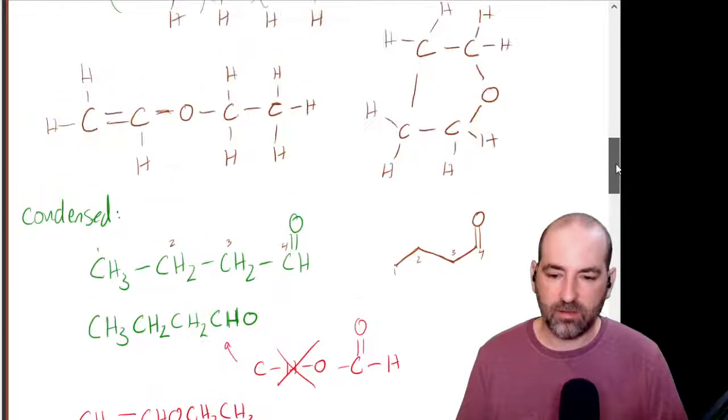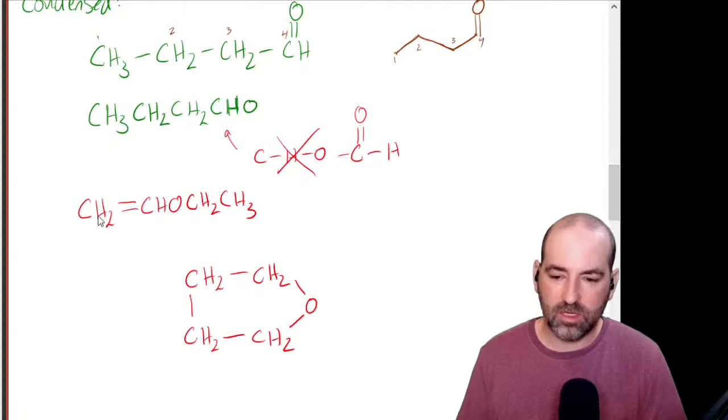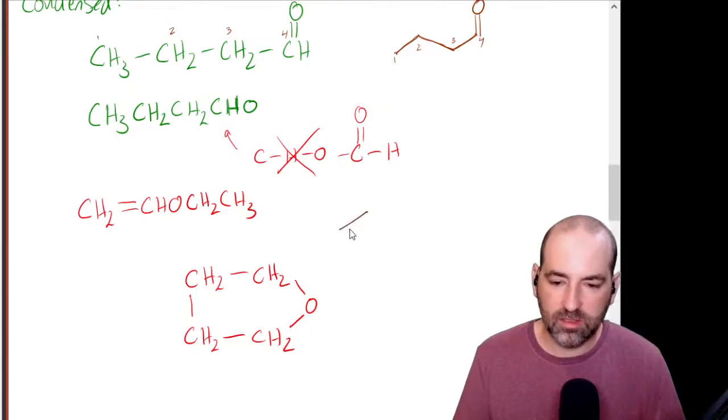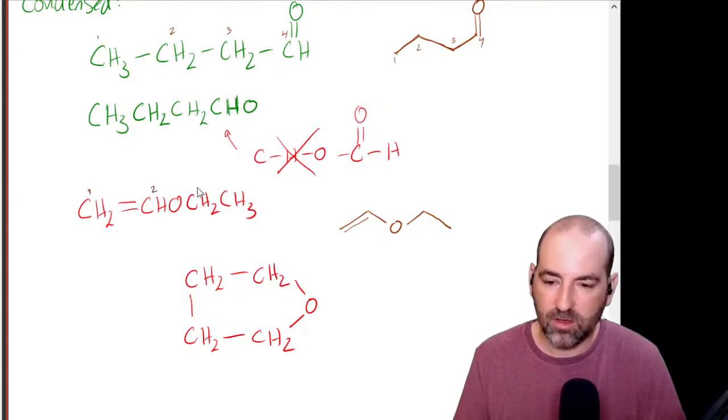For our next one here, CH2 double bond CHO CH2 CH3. We can do that also. So we can go CH2. There's our double bond. Then we go down to the O. Then CH2 and CH3. And it always helps to number your atoms.